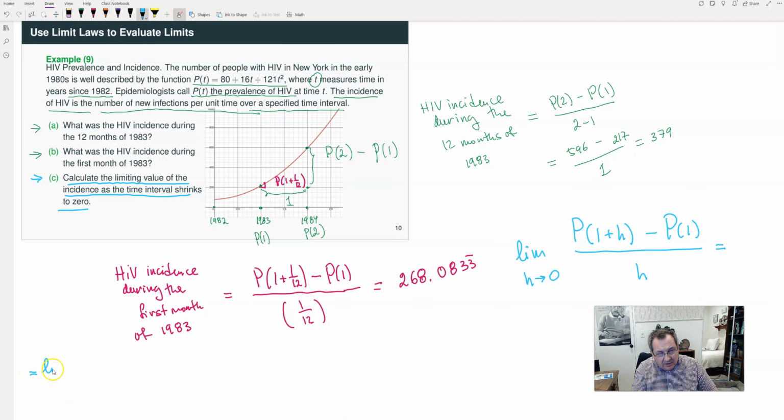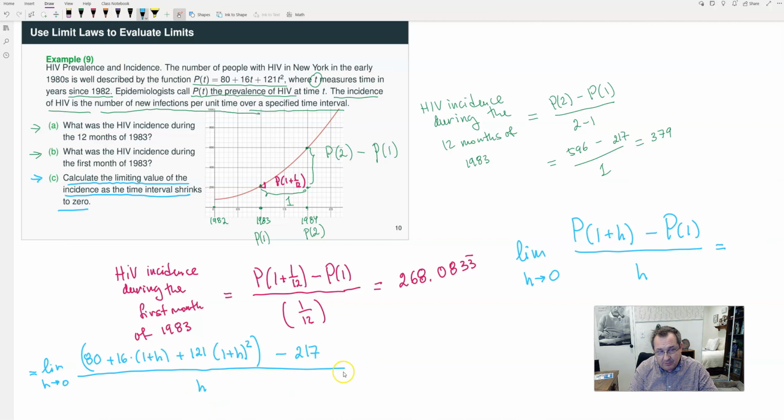Okay, I'll start here by copying limit as h goes to 0. And I will make a very long fraction line because we will have a very lengthy expression here. Instead of P evaluated at 1 plus h, this is what we will write. We'll say 80 plus 16 times 1 plus h plus 121 multiplied by 1 plus h squared. Okay, that takes care of the first term. And the second term, I already know, it's 270.